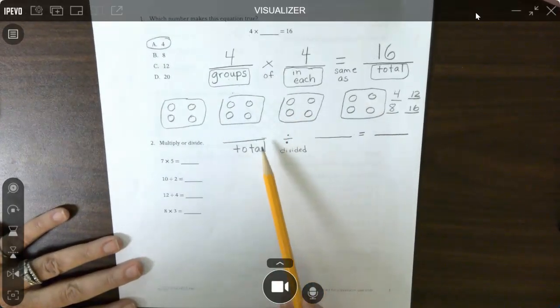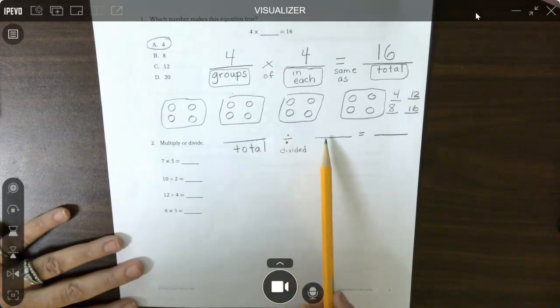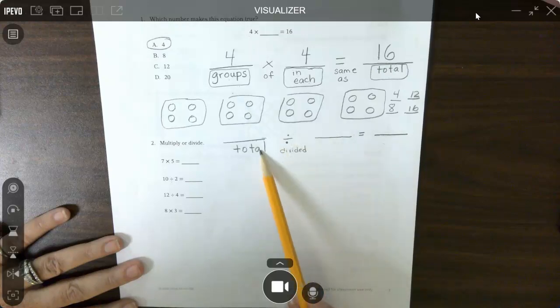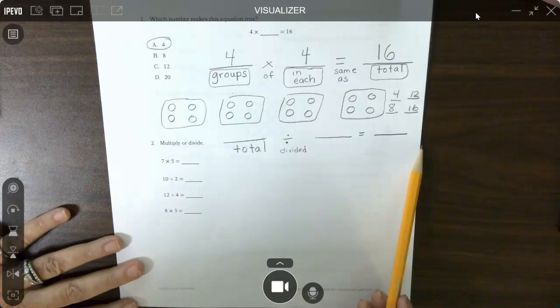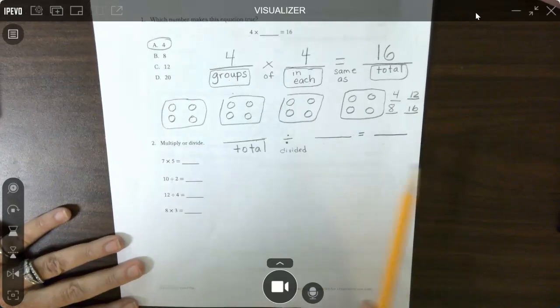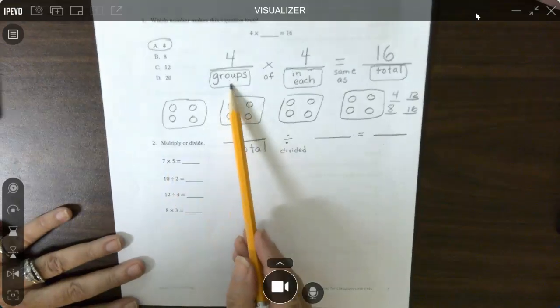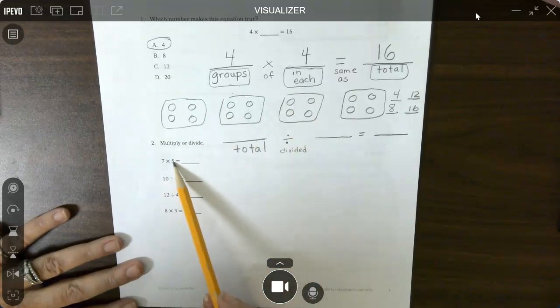So for example, if I have a total amount and I divide it into groups, my answer would be how many was in each group. If I have a total amount and I said I have this many in each, the answer or my quotient would be how many groups it made. Let's dig in. 7 groups of 5. Groups of how many was in each? I have 7 groups of 5.